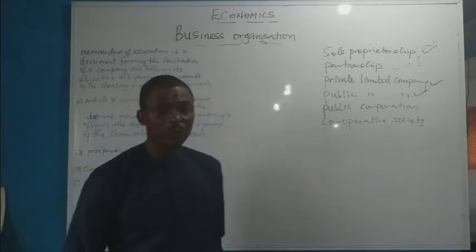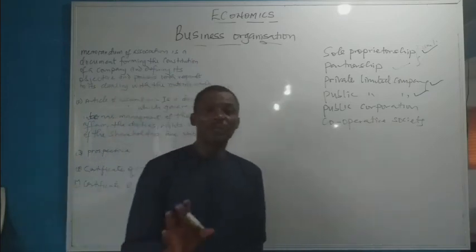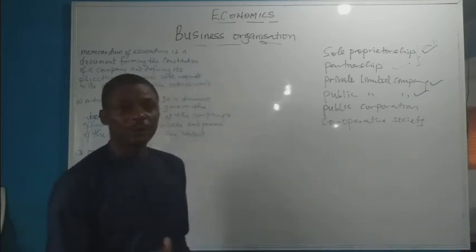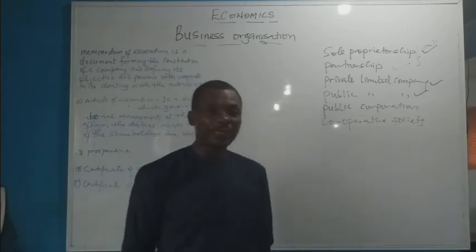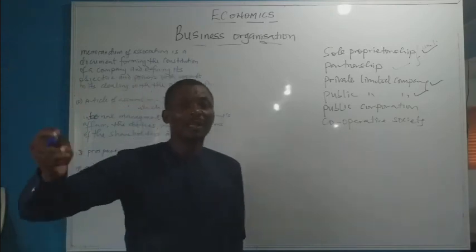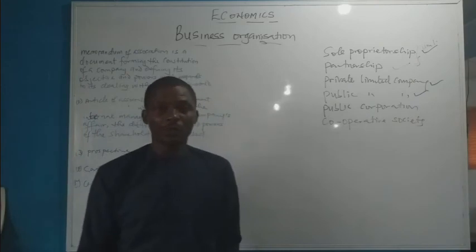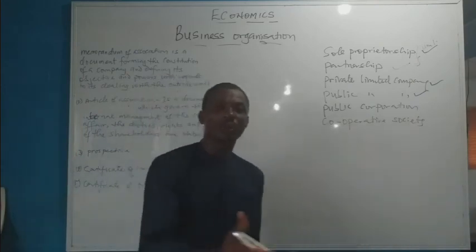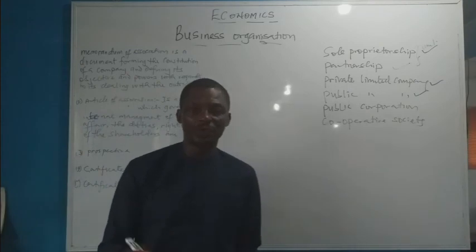We have the producers cooperative society, the wholesalers cooperative society, and the retail cooperative society. What is the producers cooperative society? These are a group of producers who decide to come together to purchase goods and raw materials in large quantity and at a reduced price. When producers come together to purchase goods in large quantity in order to reduce the cost, we call that a producers cooperative society.